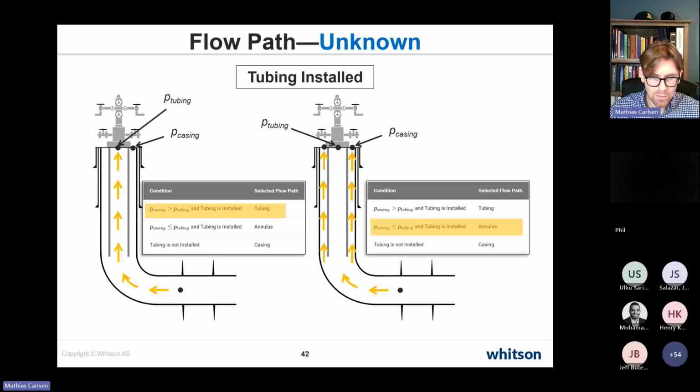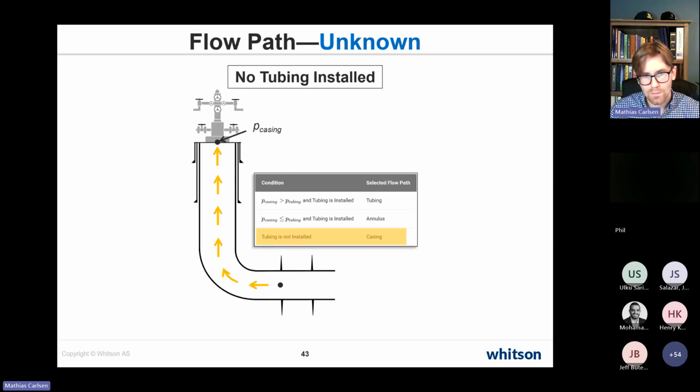And if the casing pressure is less than or equal to the tubing pressure and tubing is installed, we assume annular flow. And if the tubing is not installed, we assume casing flow. So that's the unknown option, which could be very powerful, especially if you do this exercise on a wide range of wells. That would definitely be my recommendation for API projects to save a lot of time.